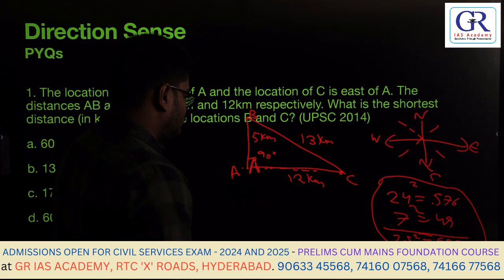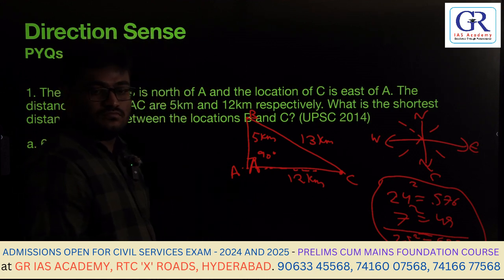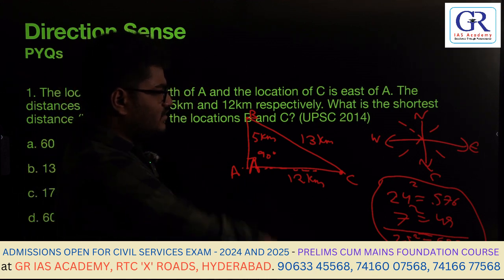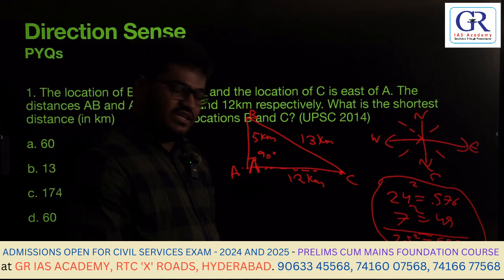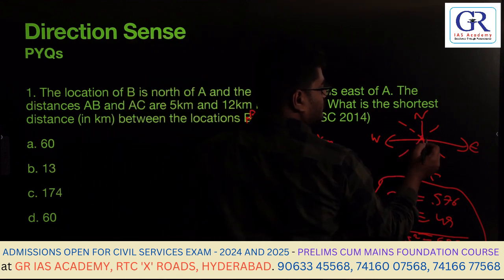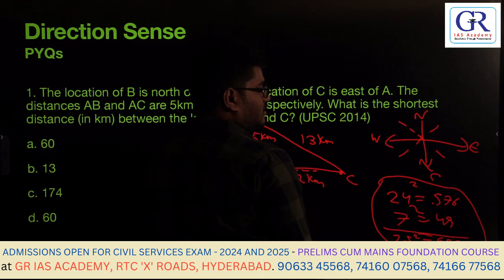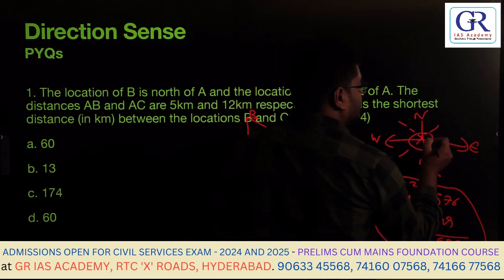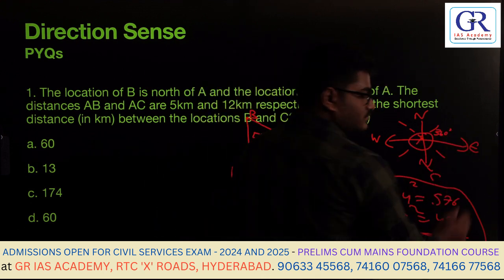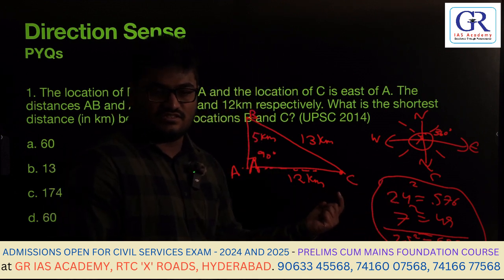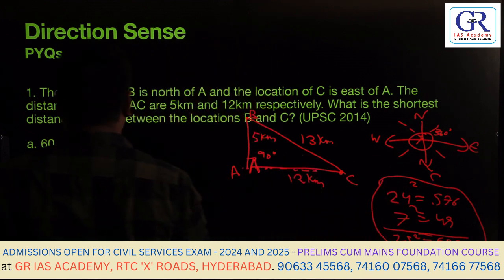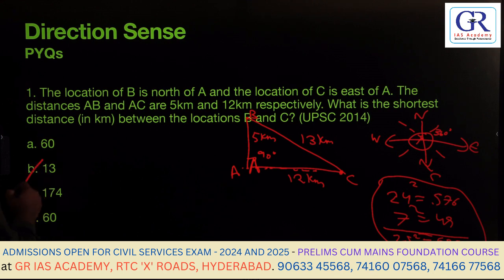Here you can see that the angle between north and east is 90 degrees. The angle between north and west is 90 degrees. Everything is 90. North and south is 180. Completely it is 360 degrees, like a circle. So we already got the answer, right? 13.